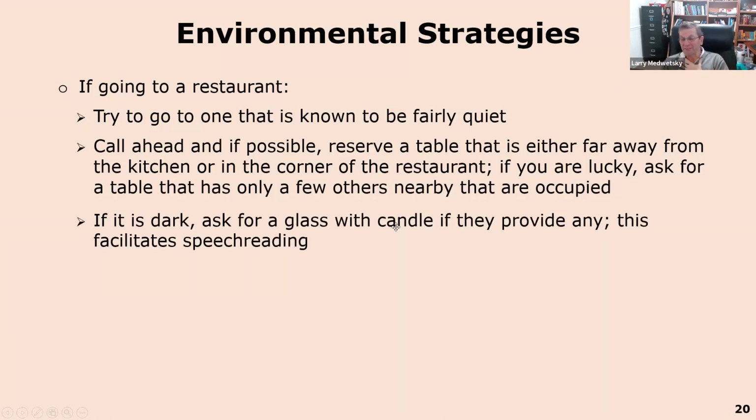If it's dark, and I've done this, there are restaurants that are dark to make it more romantic or whatever the reason. Then ask for, usually they'll have a glass with a candle, and I'll say, hey, can you give me one? Because if I can put the candle in the glass there, I can see the other person's face more easily, and I'll speech read too.